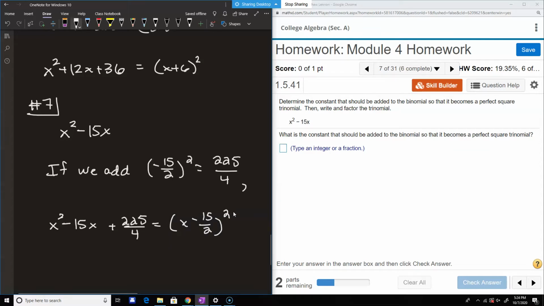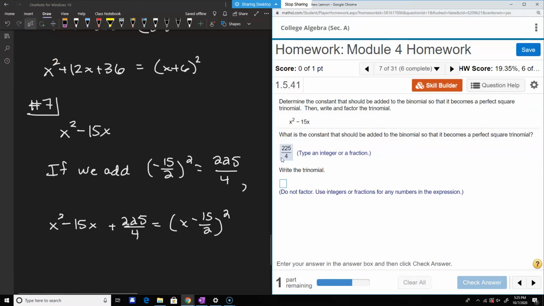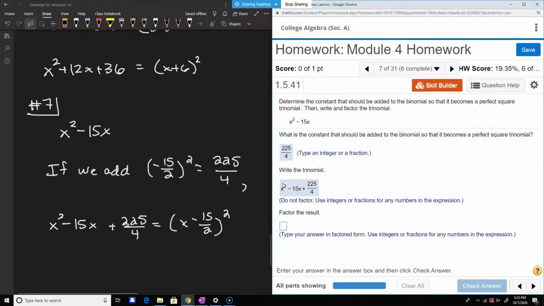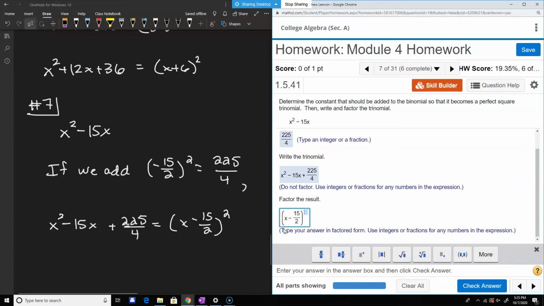All right. And the reason it works is because it works with those letters when you do the algebra up above. So once you understand the algebraic backing, then you don't have to keep doing all this arithmetic. So we're adding 225 over 4. And our trinomial is x squared minus 15x plus 225 over 4. And then we have the binomial square, x minus 15 over 2, quantity squared.